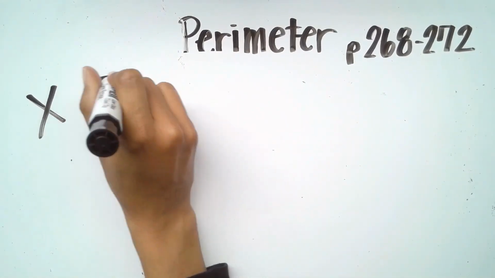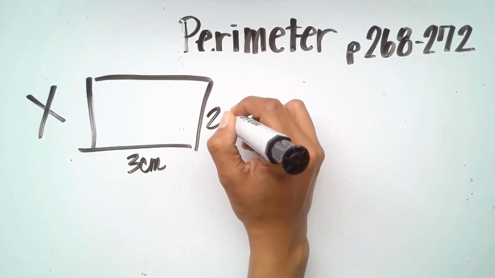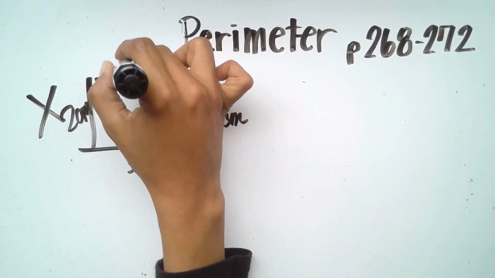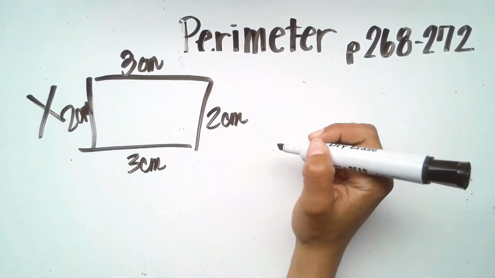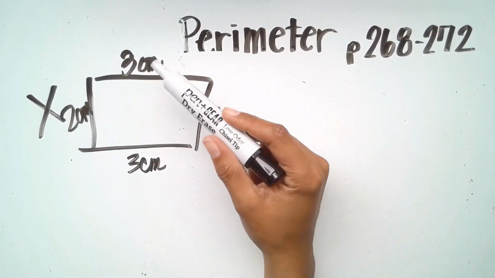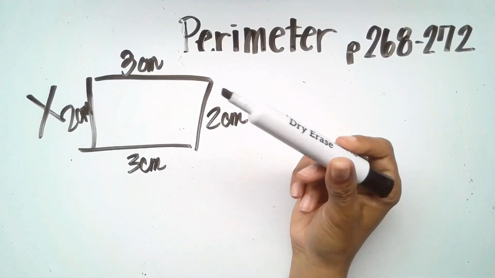So I have my shape. I'm going to draw that again, and it's 3 centimeters over here, 2 centimeters over here, 2 centimeters over here, and then 3 centimeters here. All right, so I've got my sides here. And I know that there are 2 sides equal to 2 centimeters and 2 sides equal to 3 centimeters.